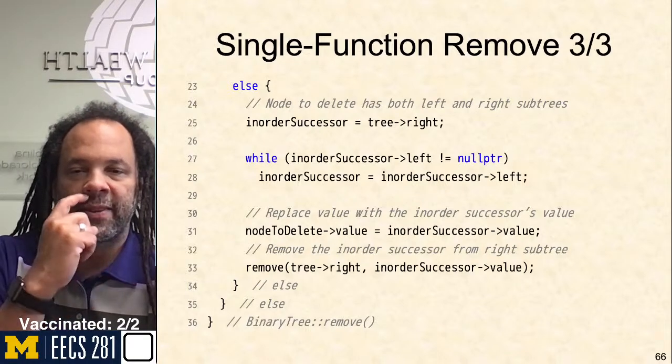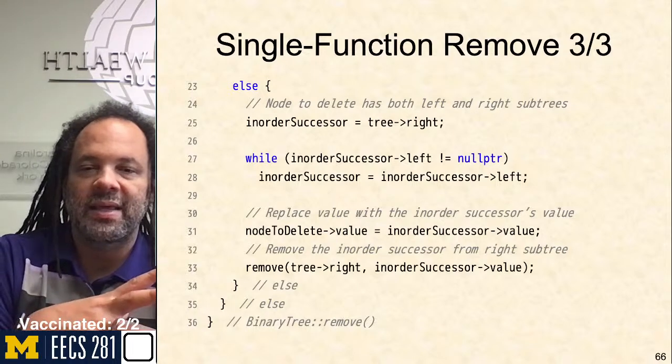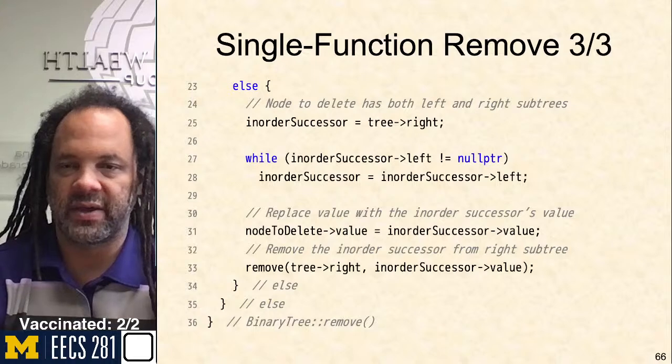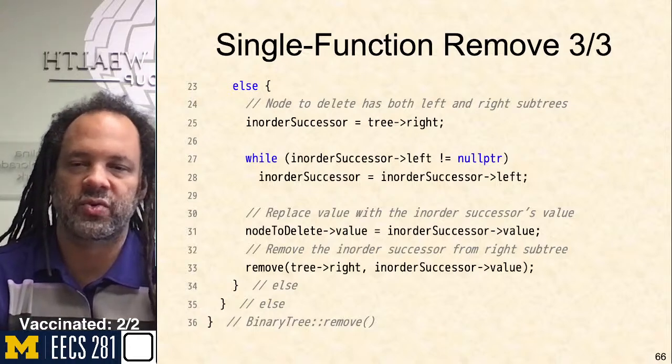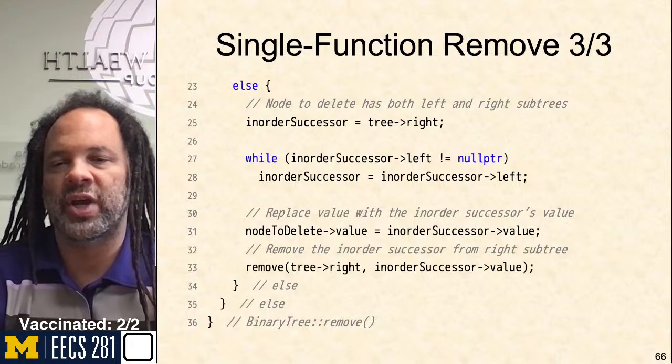We see that in 31. It's a node to delete's value. We're going to set that equal to the in-order successor's value. So that's taking that thing from the bottom of the tree. So in this case, what we're going to do is we're not going to move the node. We're going to change the value of the node.